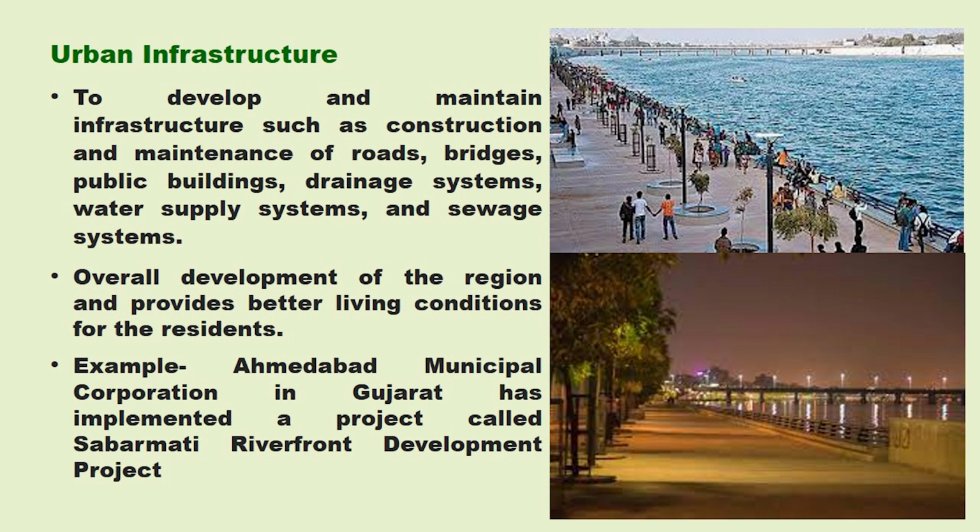One of the primary responsibilities of local government is to develop and maintain infrastructure in the respective areas. This includes construction and maintenance of roads, bridges, public buildings, drainage systems, water supply systems and sewage systems. So, the development of infrastructure is crucial for the overall development of the region and provides better living conditions for the residents in the urban areas. For example, the Ahmedabad Municipal Corporation in Gujarat has implemented a project called the Sabarmati Riverfront Development Project to develop a public space along the riverfront that includes parks, gardens and recreational areas for the citizens.